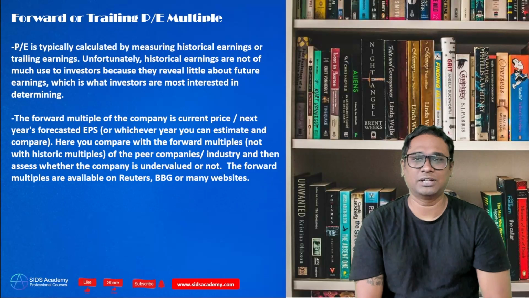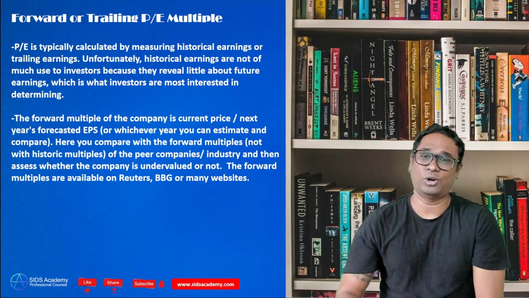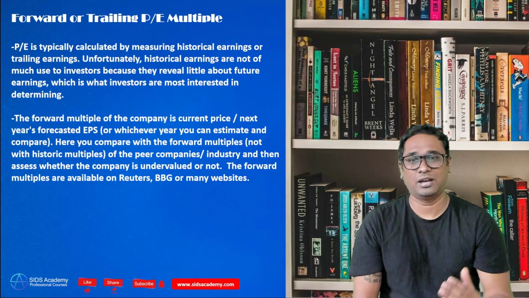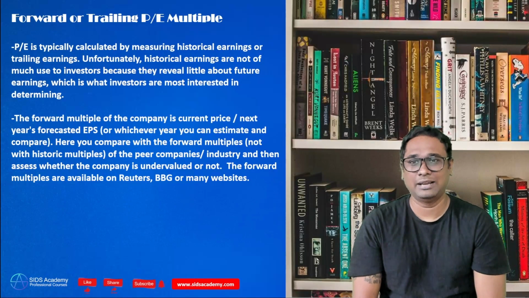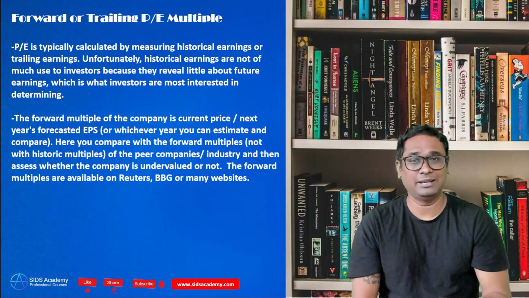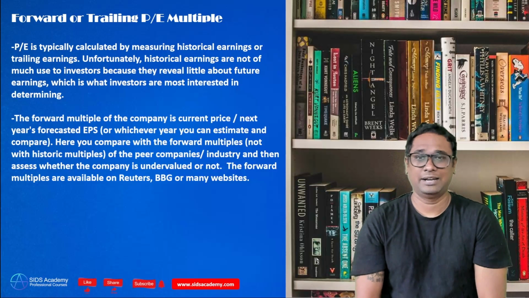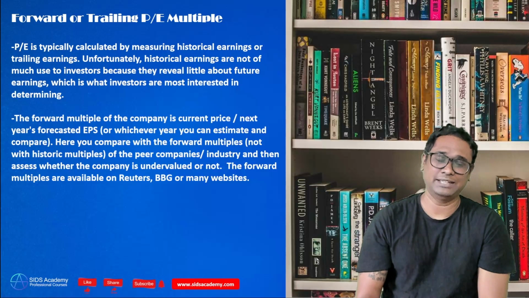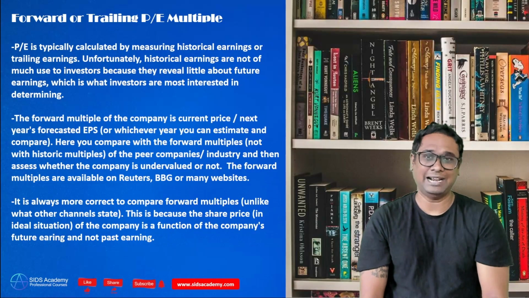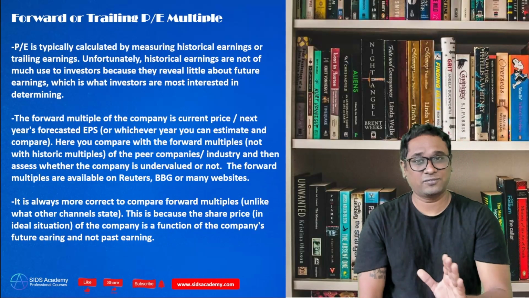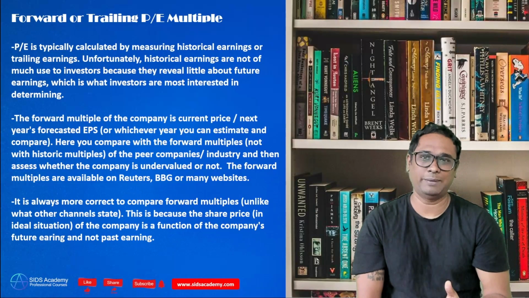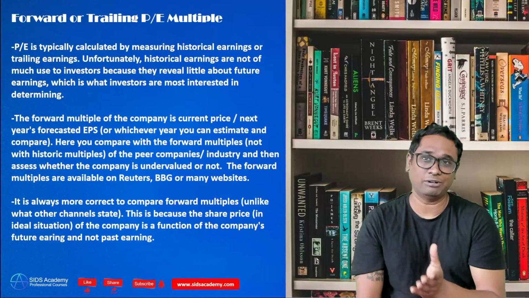Here you can compare with the forward multiples and not historic multiples. Okay, you can compare the forward multiples of a peer company, compare it with the industry forward multiple, and then assess whether the company is undervalued or not. The forward multiple is generally available on data aggregators like Reuters, Bloomberg, and other websites. But again, that is not something that is easily available and not mostly reliable if the analysts are not reliable. It is always more correct to compare forward multiples rather than trailing 12-month multiples.